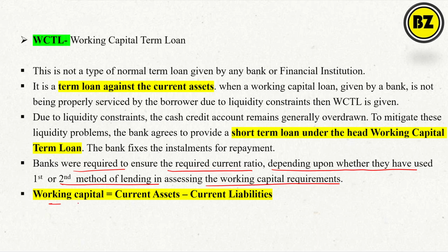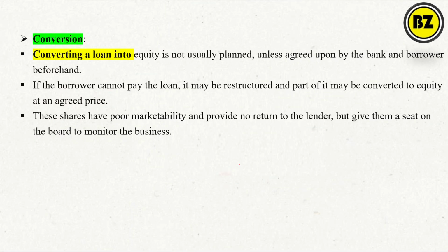Now what is working capital? It is very much common. Current asset minus current liability gives you the working capital. Okay. Now this is all about the concept you have to learn. Okay, no need to worry about anything because this is a completely theoretical part. Now what about the conversion?